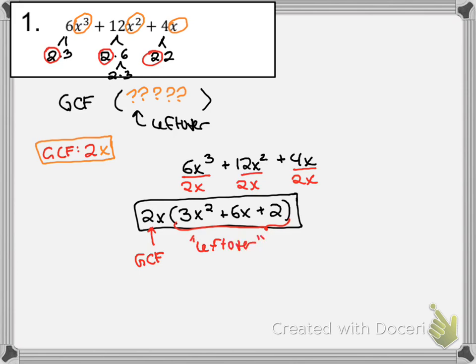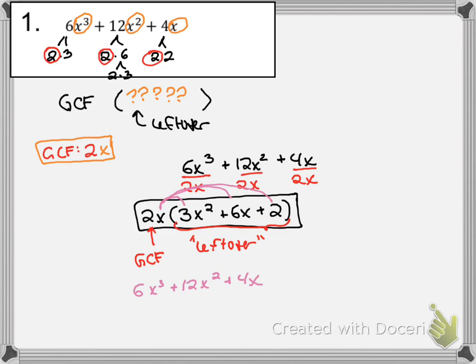The nice thing about these kinds of problems is that you can always check yourself. By going backwards and distributing the 2x to each term, you can verify that you did your multiplication properly. When I go back and distribute, I end up with 6x cubed plus 12x squared plus 4x, which is what we started with.